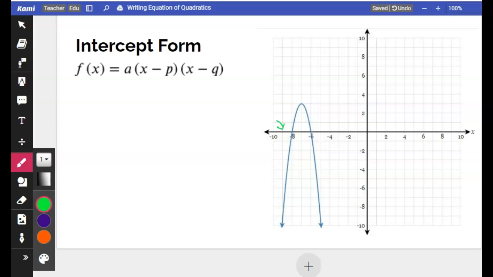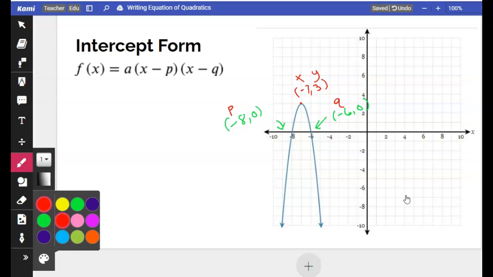All right, I can see my vertex, negative 8, 0. Not my vertex, sorry, my x-intercepts, negative 6, 0. I can see I'm concave down. I'm definitely skinnier, so I think this a value is going to be something bigger than 1 and negative. We'll find out. And I can see I can use this vertex point, and that's going to be negative 7, 3, and I'll use that as my x, y. This can be p, this can be q, and it doesn't matter which one is p and which one is q.